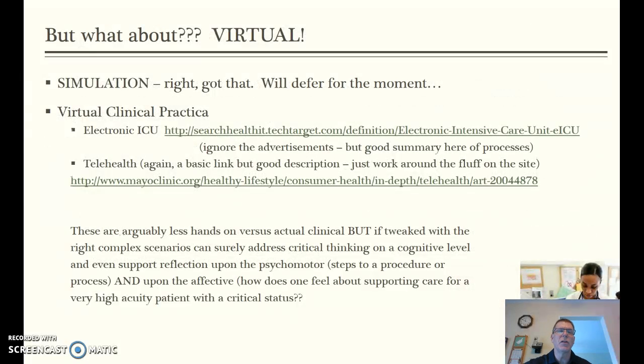So virtual, again, we mentioned simulation before. What about virtual clinical practica, electronic ICU type of situations, and telehealth I mentioned here are growing modalities. So if anybody has something to share on this when we're in the DQ, that would be great too. These are arguably less hands-on directly, technically. But again, with the proper tweaking, we can support even better complexity and not have to worry about finding the right situation, the right patient, the right set of skills needed to learn, because sometimes that doesn't happen.